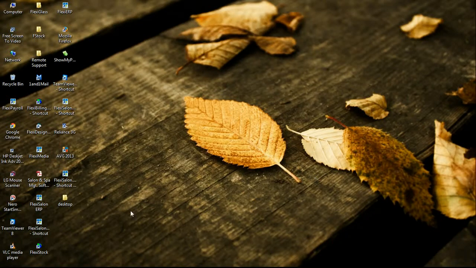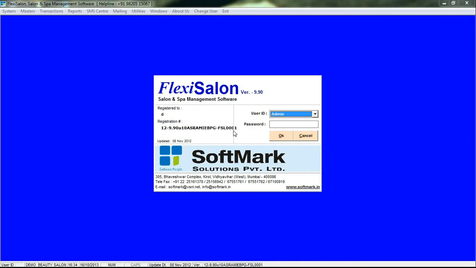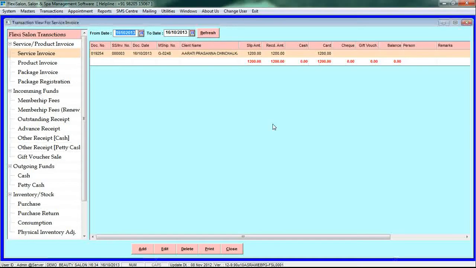In this tool, we'll show you how to operate the software. There is an icon on your desktop. You just need to click on it. This page will appear. Here you need to provide your user ID and password. Once you have started, this window will appear, which is the transaction part.